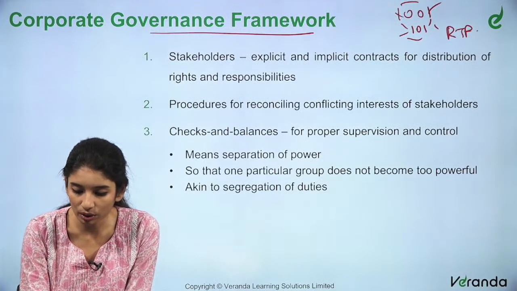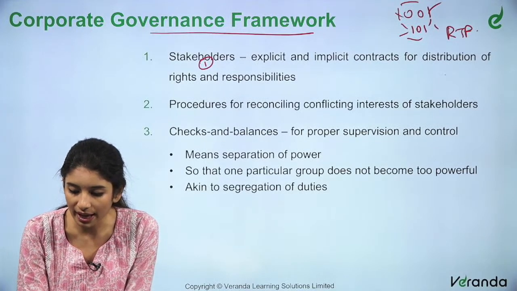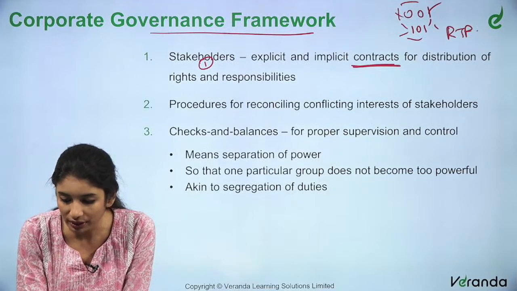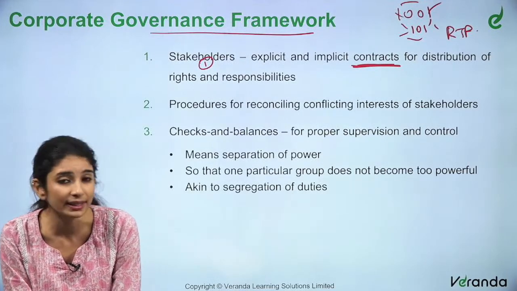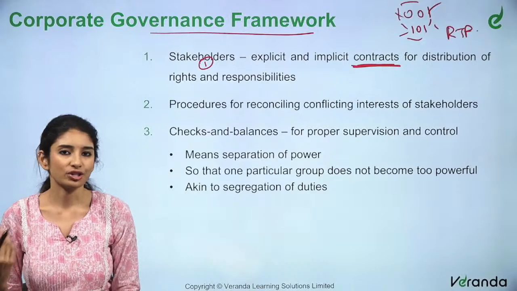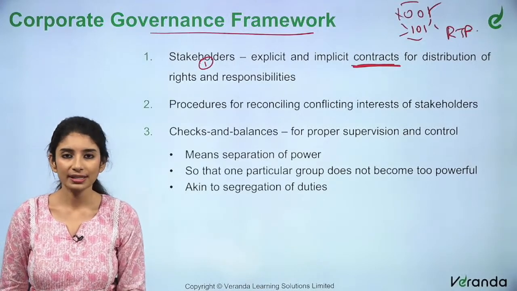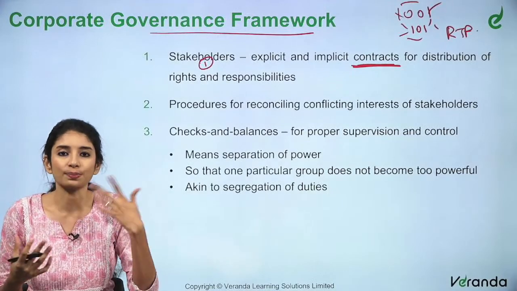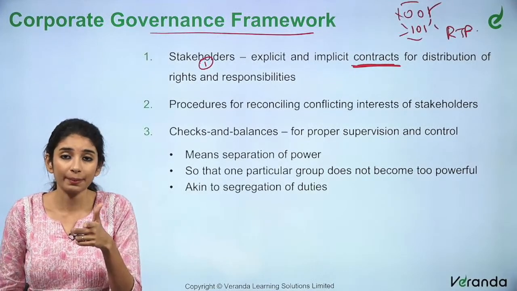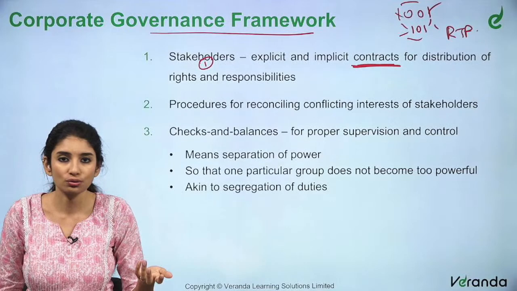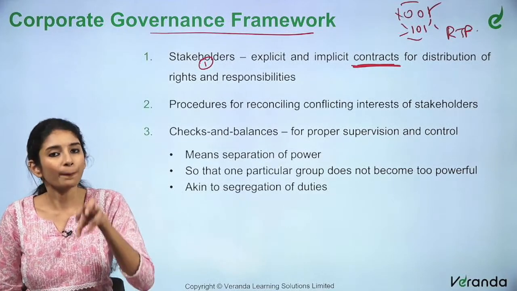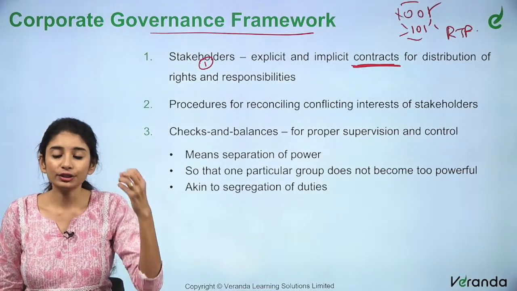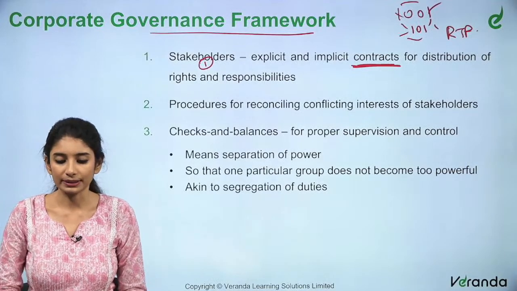One is my stakeholders. In stakeholders, I have to ensure that contracts are there for distributing the rights and responsibilities. With my shareholders, with my creditors, with all my stakeholders, I need to have proper contracts to understand the rights and responsibilities. Otherwise, tomorrow it will be a blame game. You were supposed to do this, but you did not do this, right? So I need to have proper contracts for the distribution of rights and responsibilities.